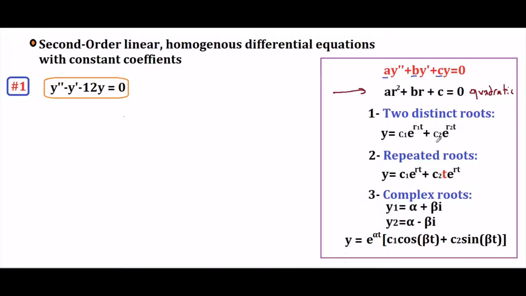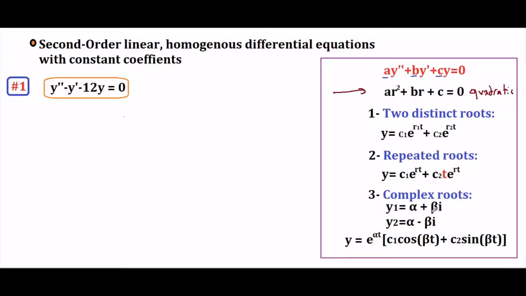If we obtain two distinct roots, the general solution to our differential equation will be c1 times e to the r1t plus c2 times e to the r2t, where r1 and r2 are the two distinct roots. If we obtain repeated roots, then our general solution will be c1 times e to the rt plus c2 times t e to the rt.